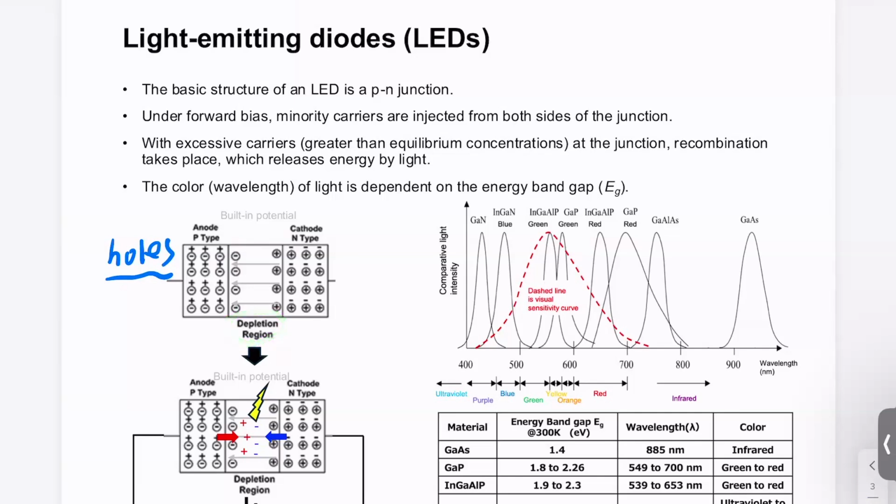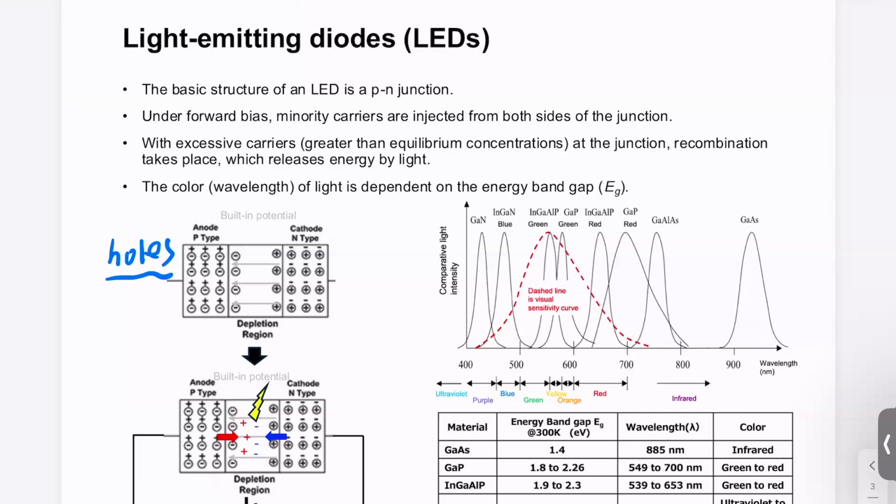So what happens in an LED is that we apply a voltage to the LED, forcing additional holes and electrons into this depletion region. Then what happens again? Recombination. Then they recombine and they release energy as light, or photons. So that's how LEDs work.